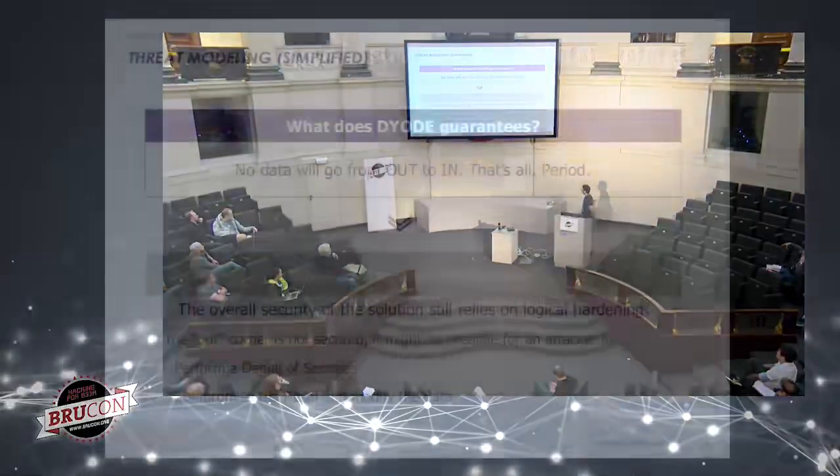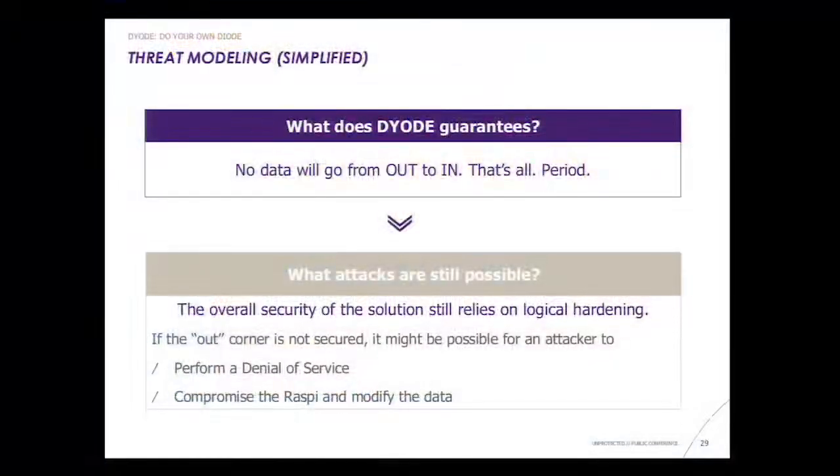Also, very important, the threat modeling. So it's really simplified. What does this project guarantee? Like any other data diode, it just guarantees that no data will go from the output Raspberry to the input one. That's the only thing, period. If you want to have a robust solution, you still need to rely on classical logical hardening of the Raspberry Pi. For example, at the moment, SSH is enabled on the output Raspberry Pi, because I need to modify the configuration during the test.